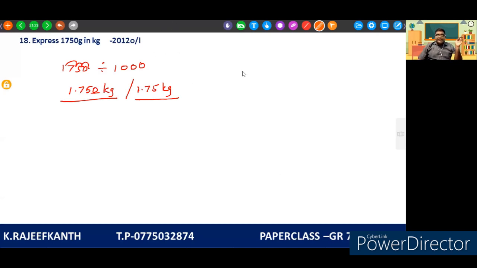Right? Then next one. Here some are sending the answer as 1 kilogram 750 gram. So that is wrong. Because if they ask express 1750 gram in kilogram and gram, then you can write 1 kilogram 750 gram. But the question is express 1750 gram in kilogram. So you have to write the answer in kilograms. So you have to divide by 1,000. Then you can write 1.750 or 1.75 kilogram.